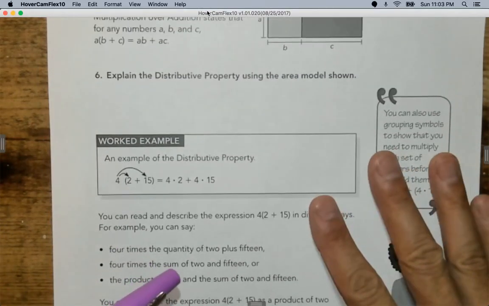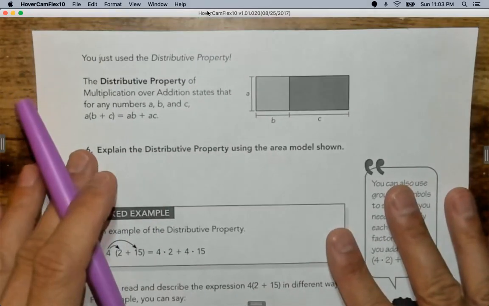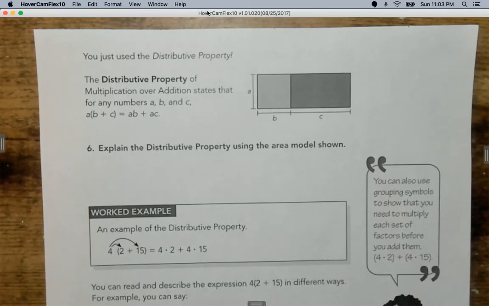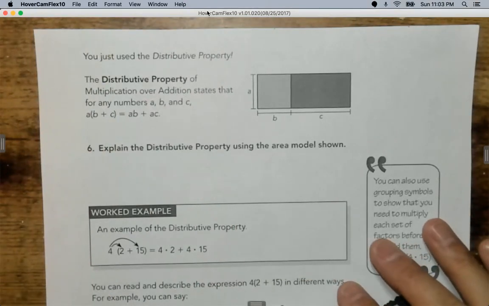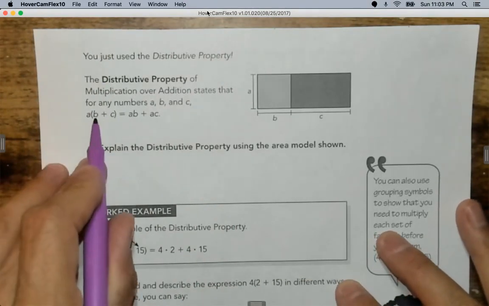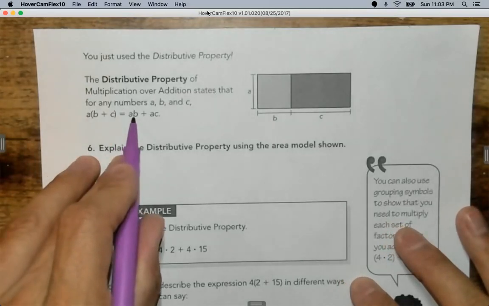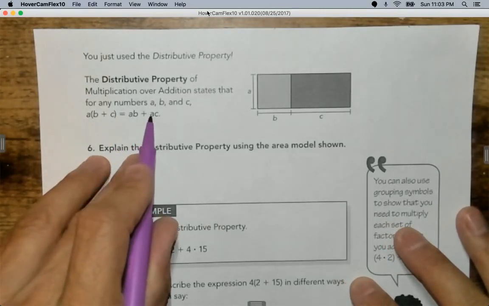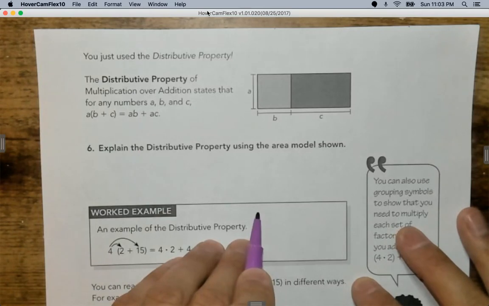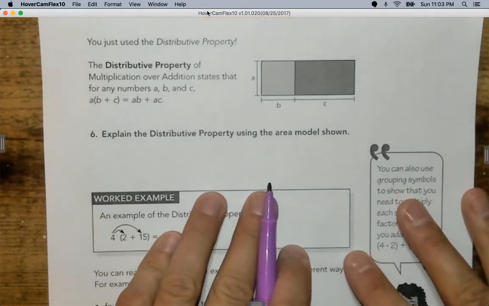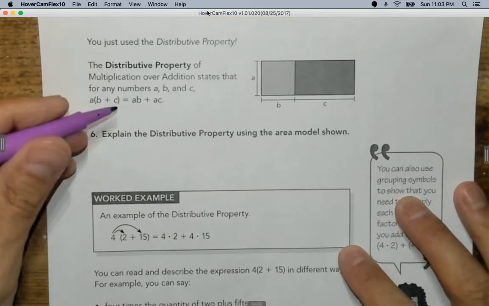So when we were doing that, we just used the distributive property. The distributive property of multiplication over addition states that for any numbers a, b, and c, a times the quantity of b plus c is the same as taking a times b plus a times c. All right? So explain the distributive property using the area model shown.